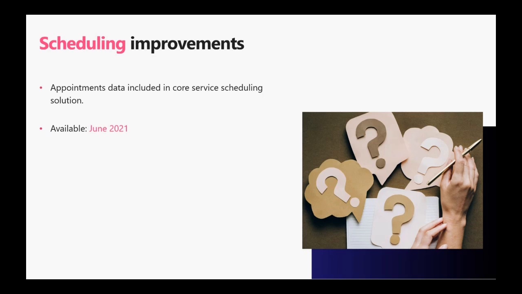And the problem always was that the person who was doing the scheduling had to take this into account manually. Now Microsoft has actually added appointments as data that is included in the core scheduling service, which means that you will be able to see the appointments on the scheduling board, and the person who is doing the scheduling will know the exact availability of each resource, so there will be no overlaps, and obviously this will optimize the whole process. This will be available in June 2021.